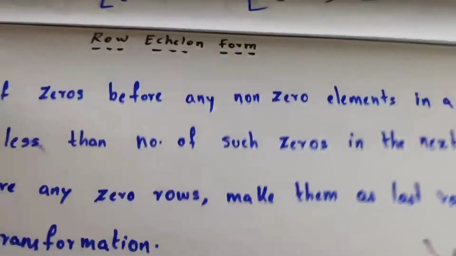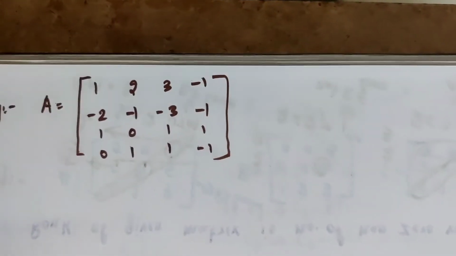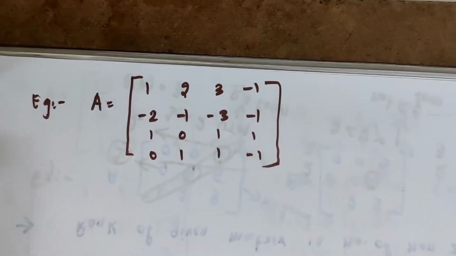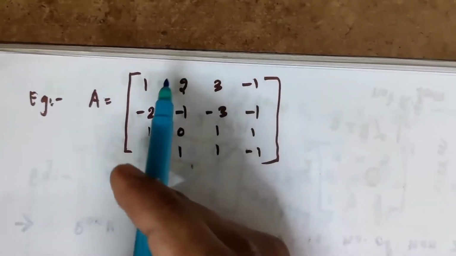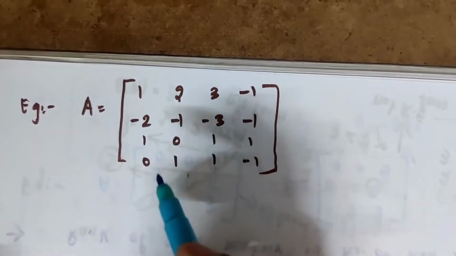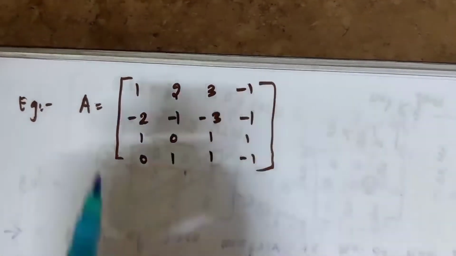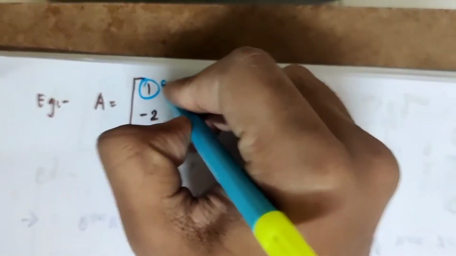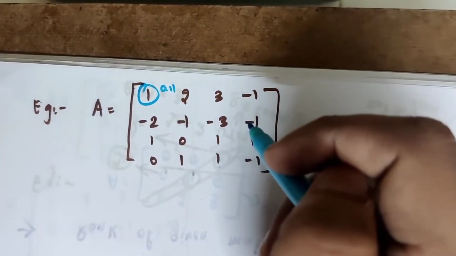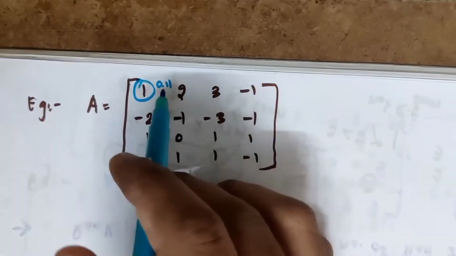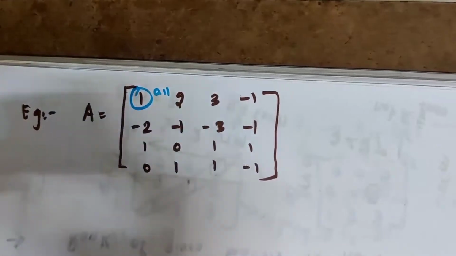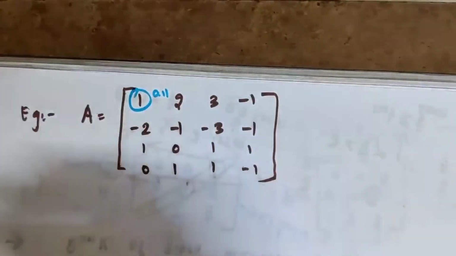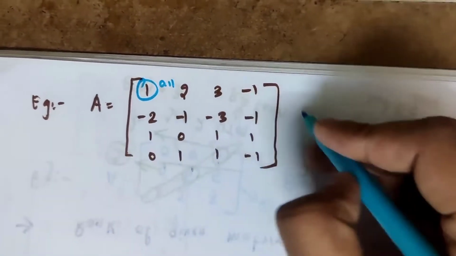Now let us discuss an example. You are given this matrix and you are asked to find the rank of this matrix A by using row echelon form. See, my suggestion is, whenever you are asked to find the rank, you make this A11 as 1. A11 is the element present in the first row and first column. Make A11 as 1.